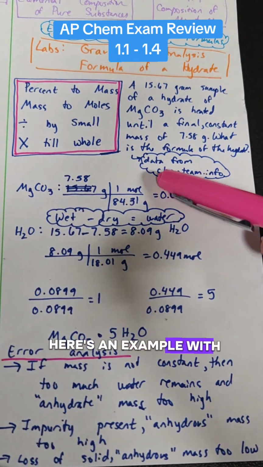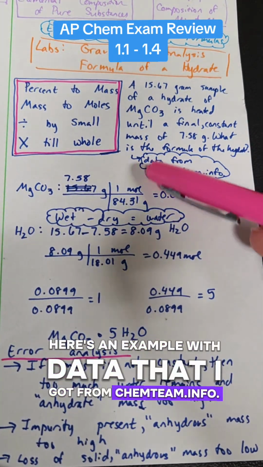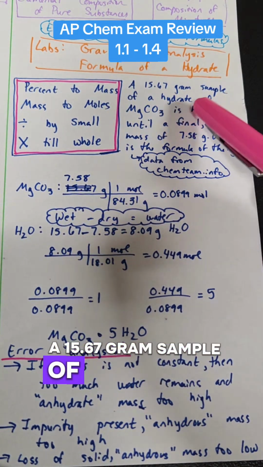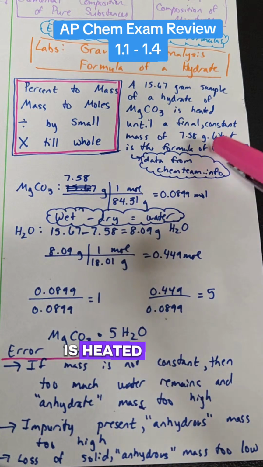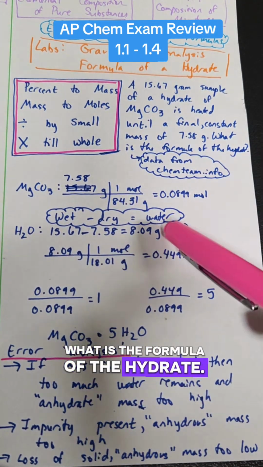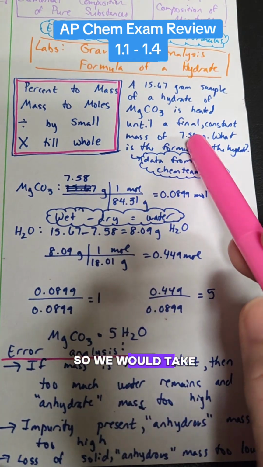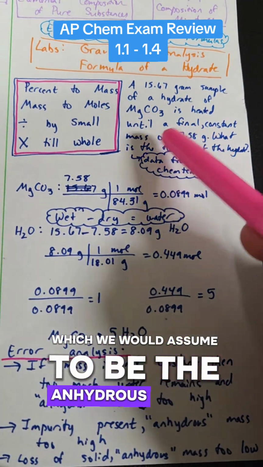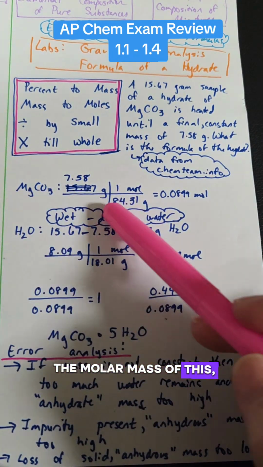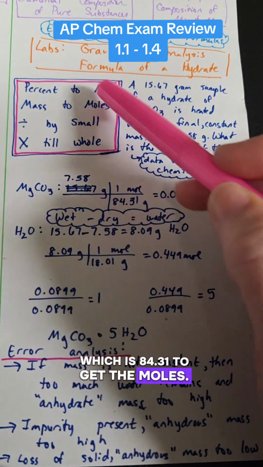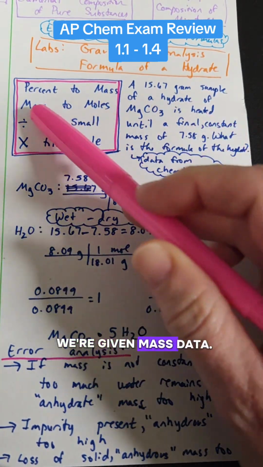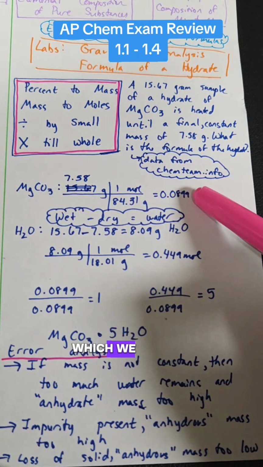Here's an example with data that I got from chemteam.info. You can go check out several examples there. A 15.67 gram sample of a hydrate of magnesium carbonate is heated until a final constant mass of 7.58 grams. What is the formula of the hydrate? So we can calculate this. We would take the final mass, which we would assume to be the anhydrous sample, which has no water, and we would divide by the molar mass of this, which is 84.31, to get the moles. We don't need to do the percent to mass here because we're not given percent data, we're given mass data. So then we would skip straight to mass to moles, which we just did.